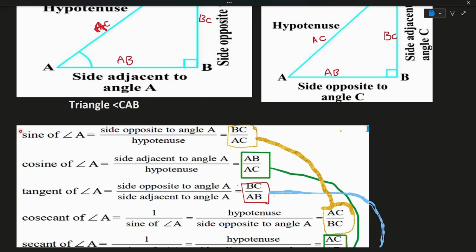Okay. These are three major important ratios. The sine of A is opposite side by hypotenuse. The cosine of A is adjacent side by hypotenuse. The tangent of A is opposite side by adjacent side.